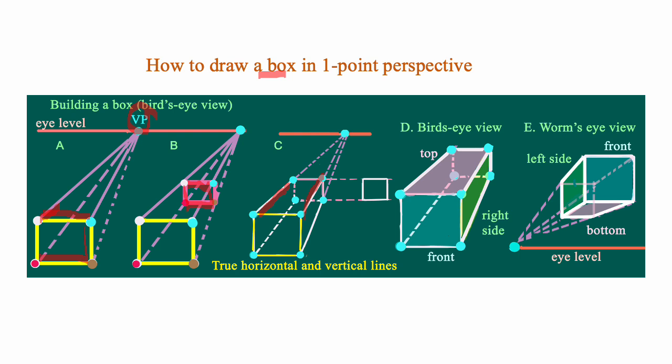Now you can move this square over and it will be the same size. You can even move it up a little bit and it will retain its size. So you can put a square anywhere in the picture using one set of converging lines. The bird's eye view is looking down at the box so we see its top, and the worm's eye view is looking up so we see its bottom.